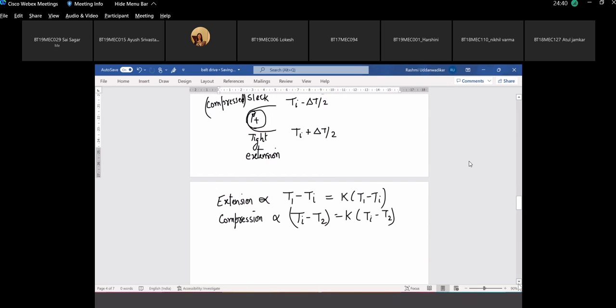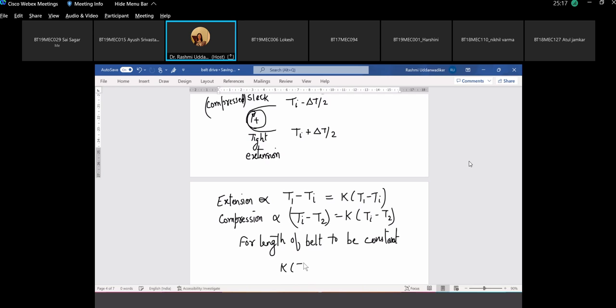Now, assuming that creep phenomena is very, very slow and it takes a lot of time, while we initially start the design, we neglect creep initially, and so the length of the belt is constant. For the length of the belt to remain constant, it is continuously extending. Extension should be equal to compression.